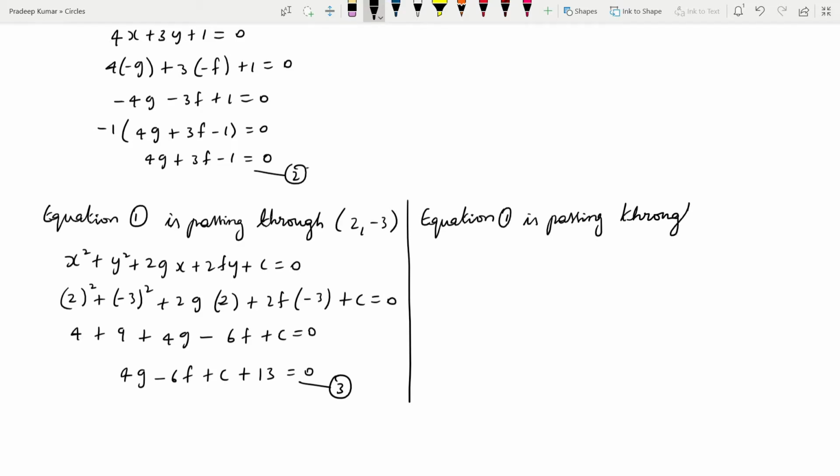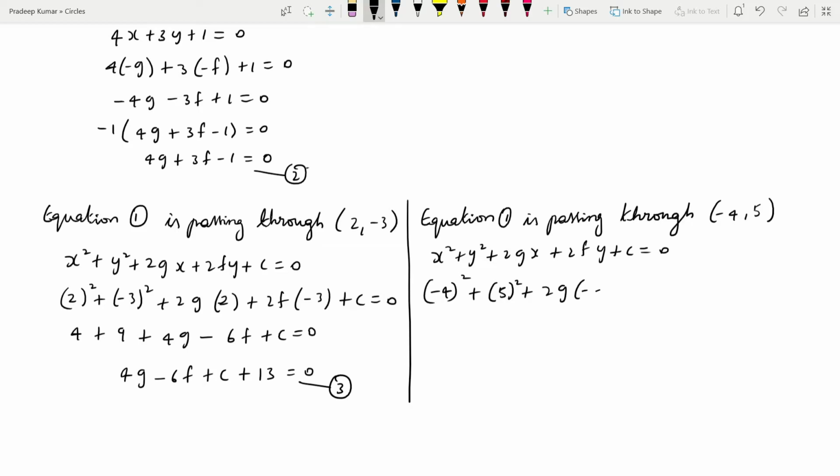So I'm just writing the second point also, that is (-4, 5). So we'll write the general equation, x² + y² + 2gx + 2fy + c = 0. In the place of x, I'll just write (-4)², in the place of y, 5², plus 2g, in the place of x again -4, in the place of y that was 5, plus c equal to 0.